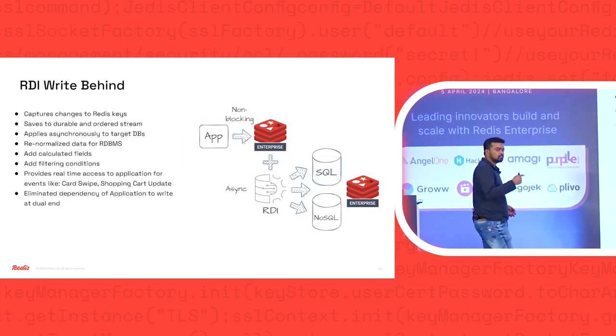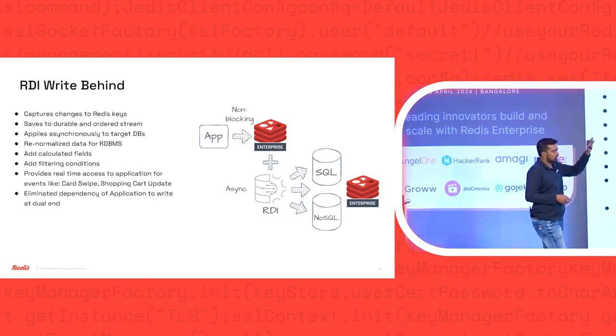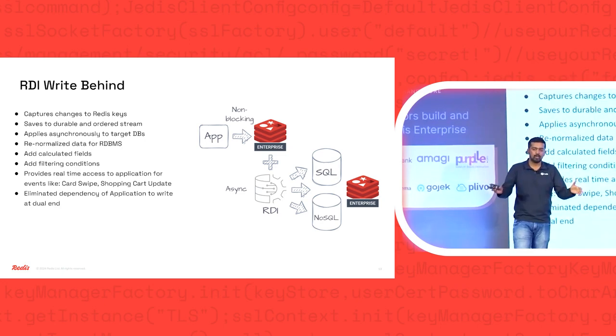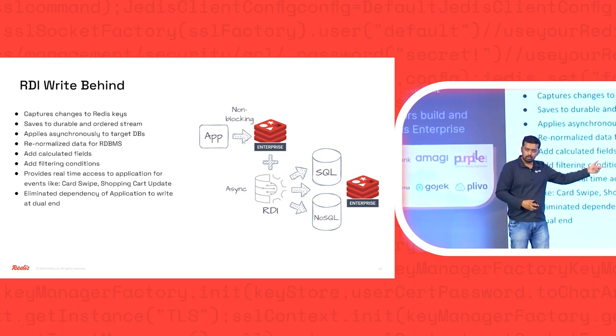Now let's see how the vice versa approach works. So again, when your application writes data into Redis, Redis takes care of writing that data back to a relational DB or a non-relational DB.